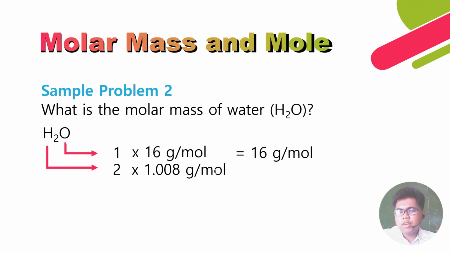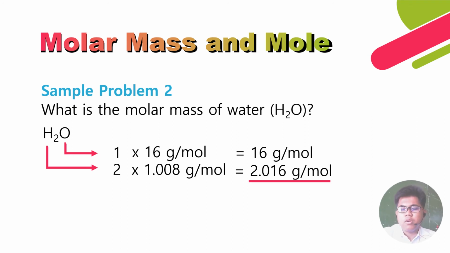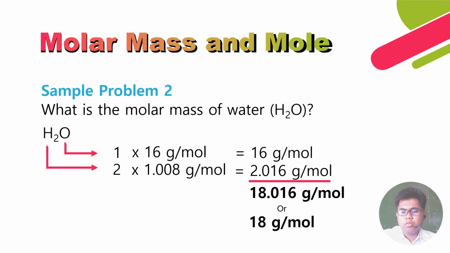So, we have 16 grams per mole for 1 times 16 and 2.016 for 2 times 1.008 grams per mole. Now, what is the last step? Okay, you have to add all of the molar masses ng bawat constituent elements na present doon sa ating chemical formula. Okay. So, 16 plus 2.016 is equal to 18.016 grams per mole, or you can express your answer to 18 grams per mole. Okay?